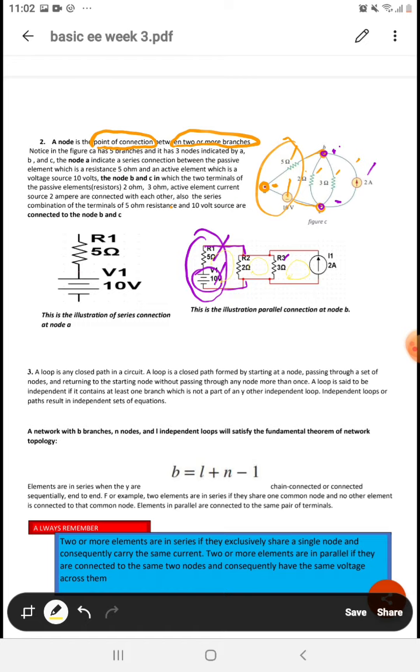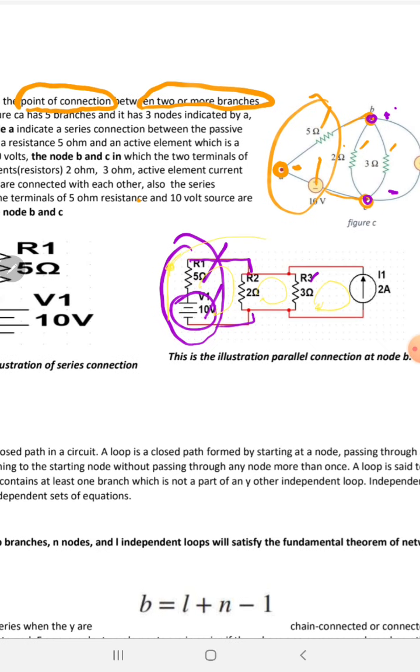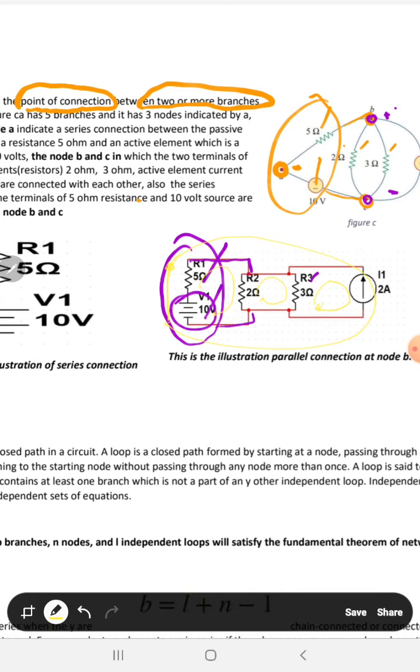So, a loop is said to be independent if it contains at least one branch which is not a part of any other independent loop. So, independent loops or paths result in independent sets of equations. So, this will be your loop 1. Pwede mo din gawing loop 2. Ito. Yan. Yan lang yun. Papunta sa labas. Okay. This is also another loop.